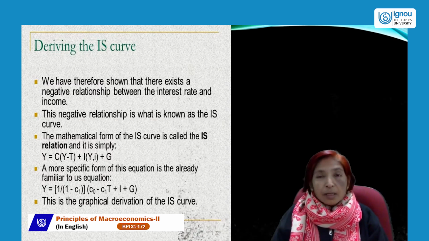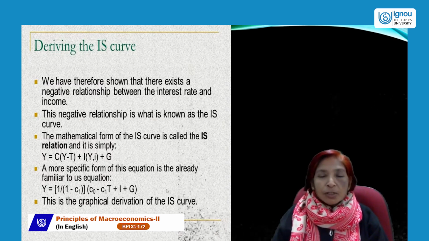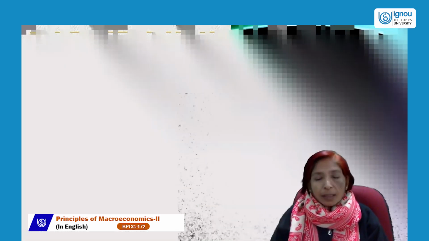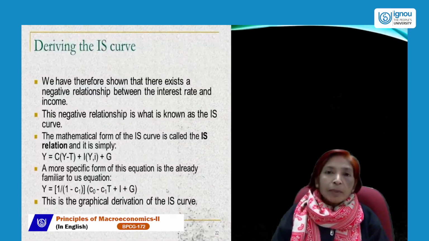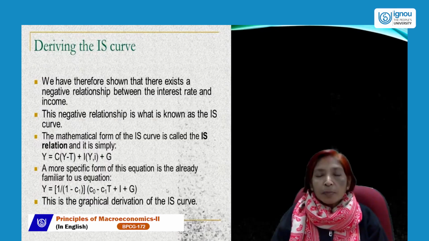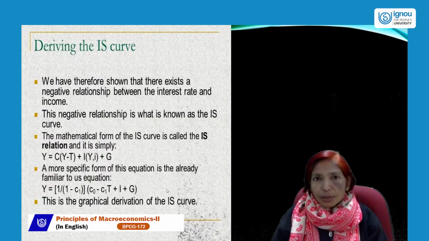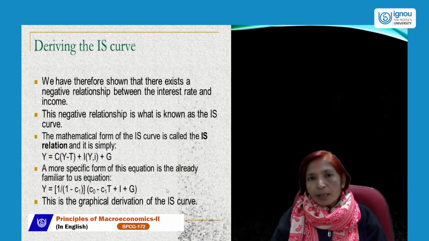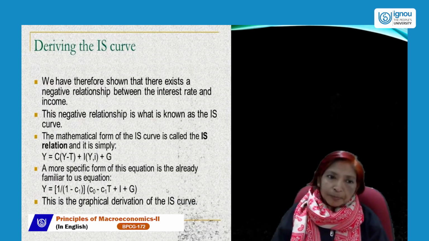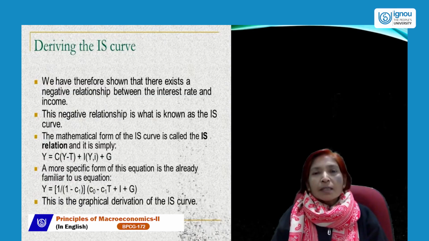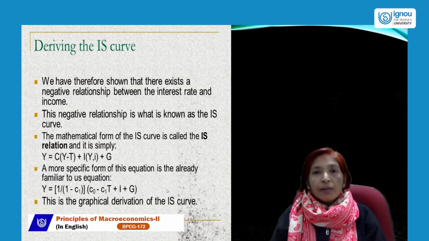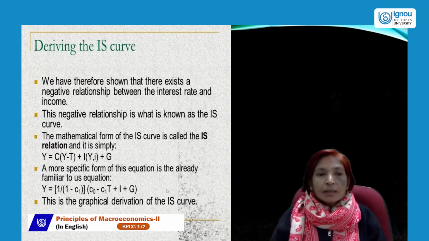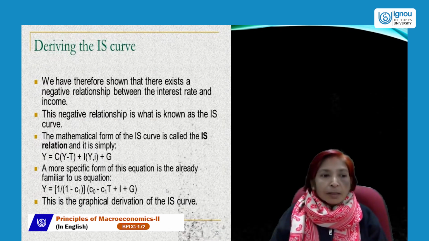And if there is a four-sector economy in which the rest of the world is also included, then the equation will extend and we will write C plus I plus G plus net export, or export minus import. Net export is the difference between export and import. So this is the equation of IS, and we can derive the IS equation by using this formula.